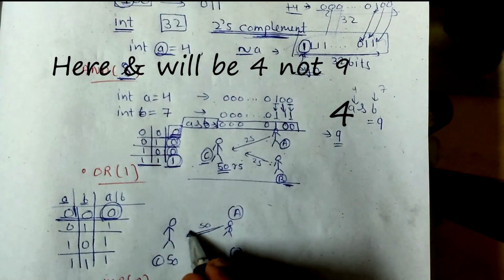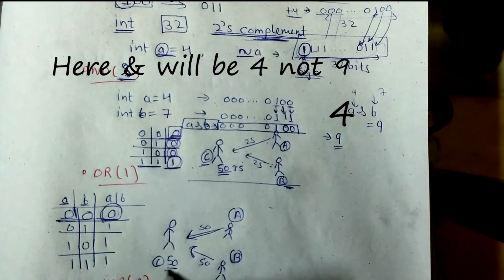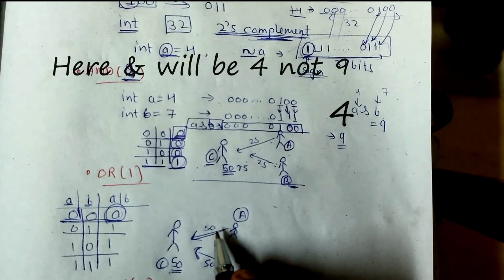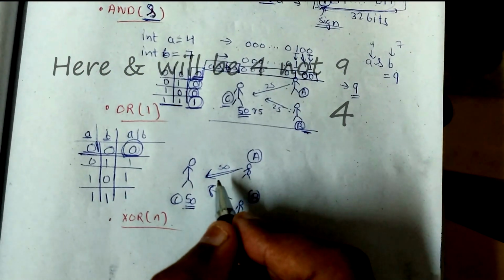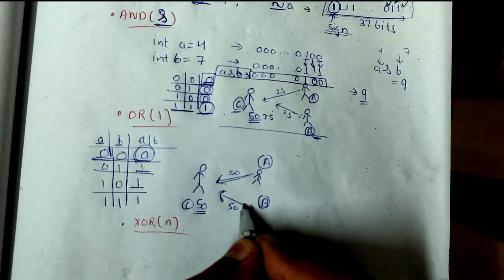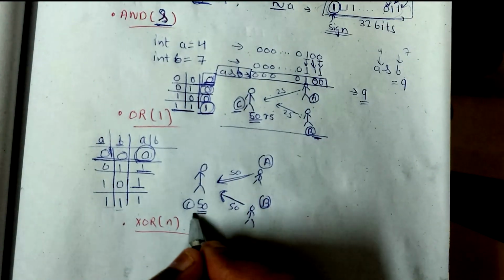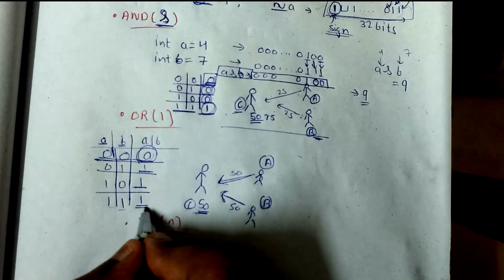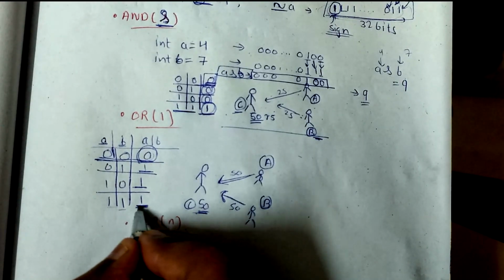Even if one of them gives you 50 rupees, you only needed 50 rupees. So even if one of them gives you 50 rupees, your need would be satisfied. So we have 1 here. Now if both of them give you 50 rupees, you have more than enough. So your need is again satisfied. So we have a 1 here.